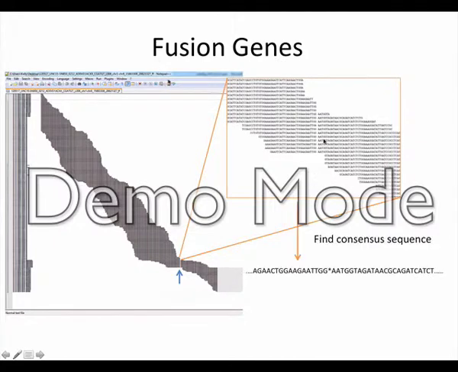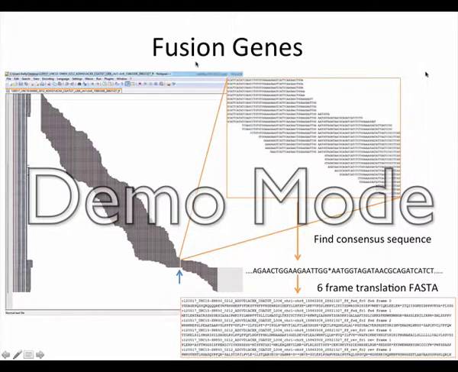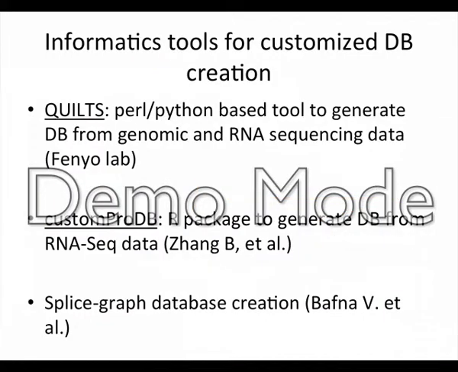So from this, you can find a consensus sequence, and then do a 6-frame translation. Because in this case, you have no idea where anything starts, because it's a wacky example of what happens in biology. And then from here, you would use this to search your MS data and see if you actually find any of these fusion proteins in your actual data.